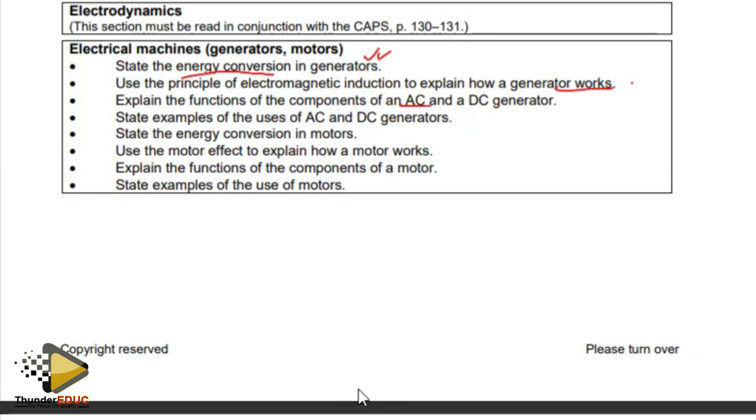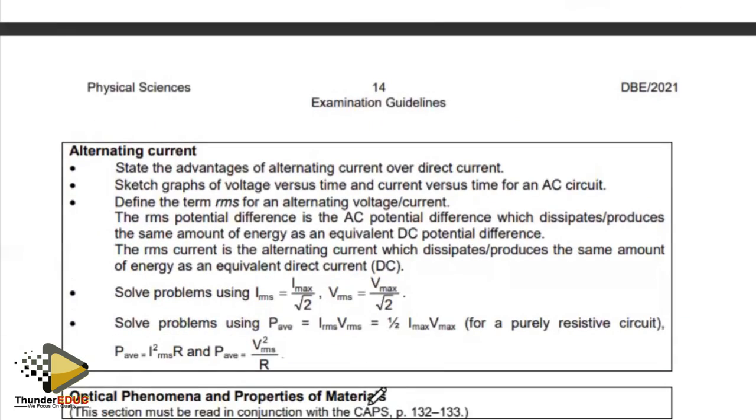Explain the functions of the AC and the DC generator. Examples of uses of the AC and DC generators. And then energy conversion in motors. The motor effect, to explain how the motor works. Functions of the components, like the slip rings and the brushes. Examples where motors are used, or uses of motor. And then under this, we also tackle the alternating current, the AC, advantages of AC over DC, sketching the graphs, and defining the RMS. So here is the definition.